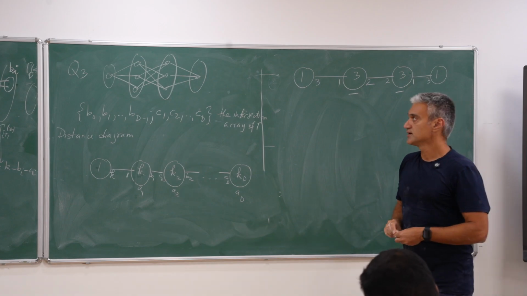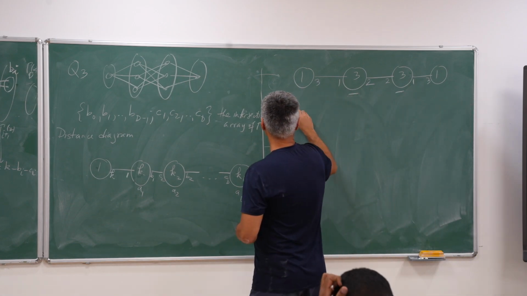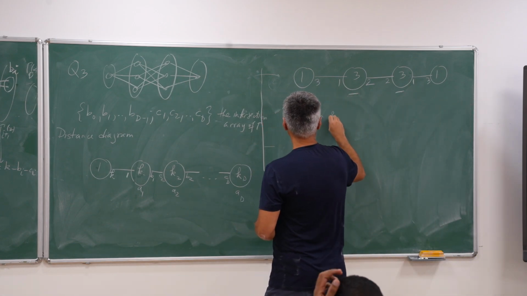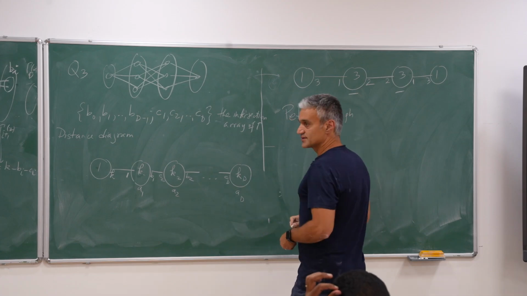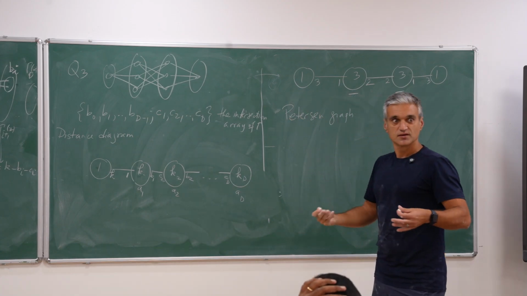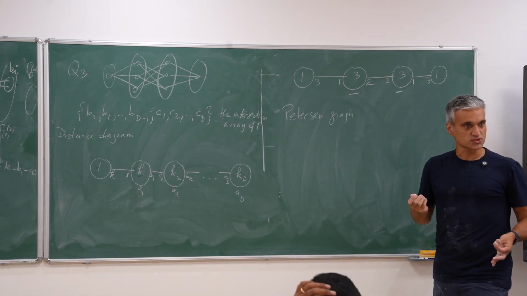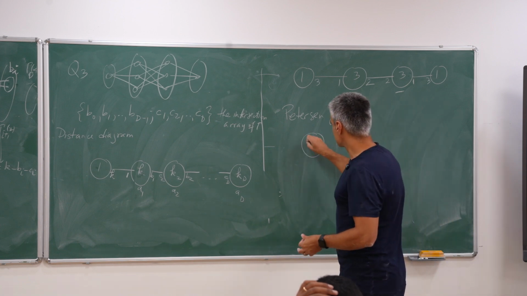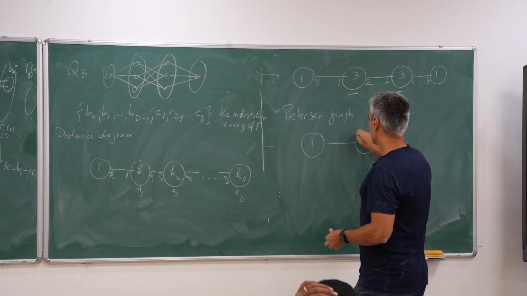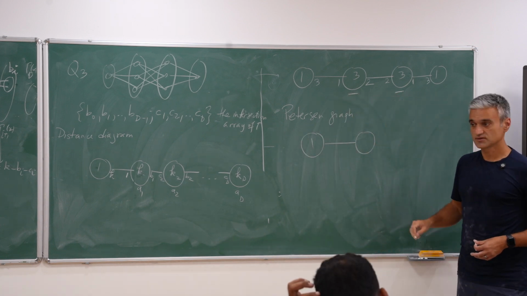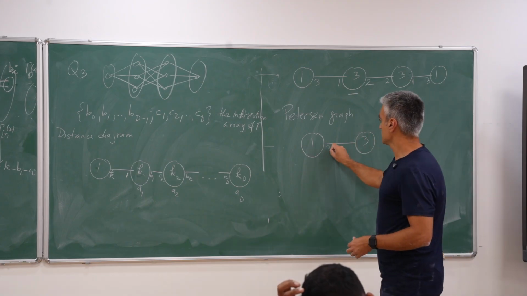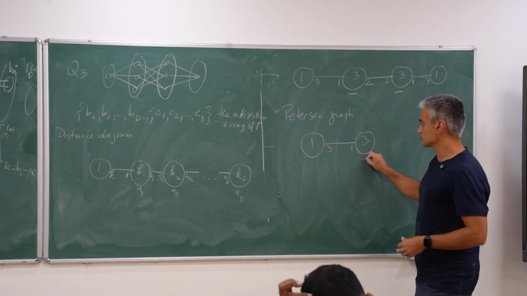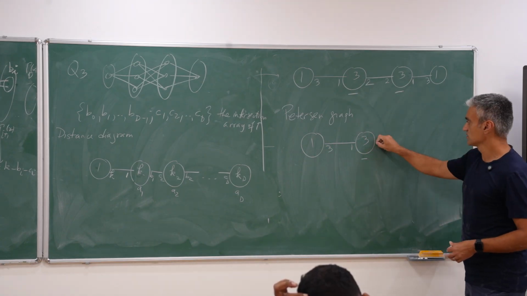For example, let's do the one for the Petersen graph, because the Petersen graph is also a distance regular graph, but of diameter 2. I have a vertex, 1. How many neighbors? 3. 3 going forward, 1 going back, no triangles, so there's nothing here.